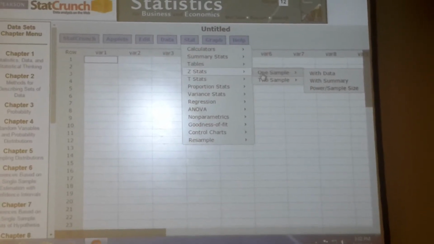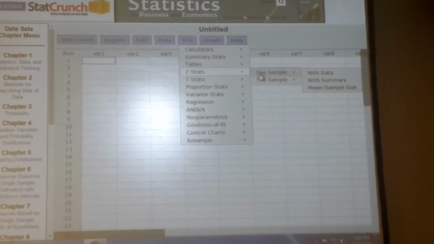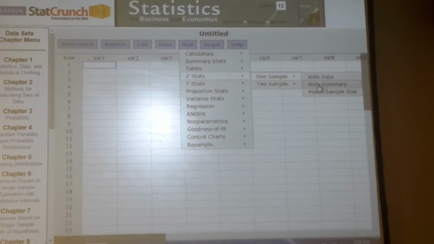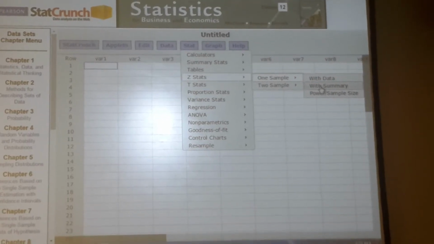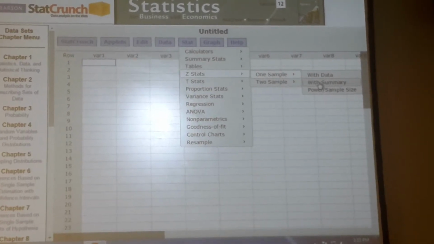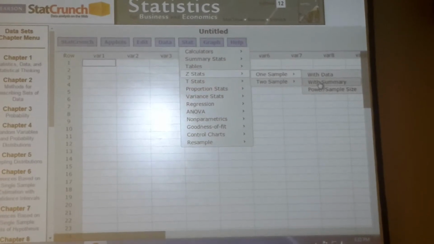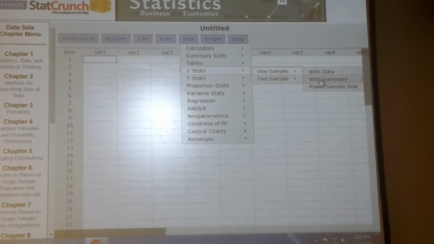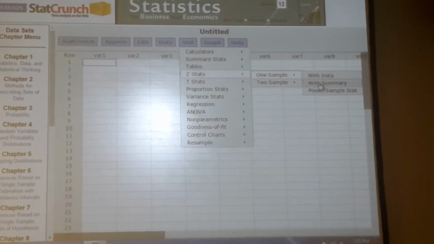And they've just told us what the mean and the standard deviation for this sample is, so we're working with summary information. If we actually had a data file that had each of the different observations of those 100 participants in the sample, then it would be with data. But if they're giving us the information, it's with summary.